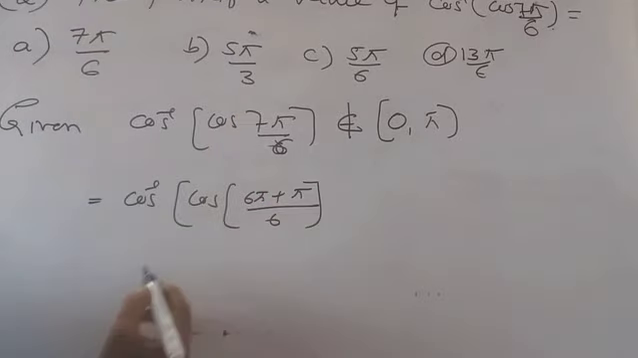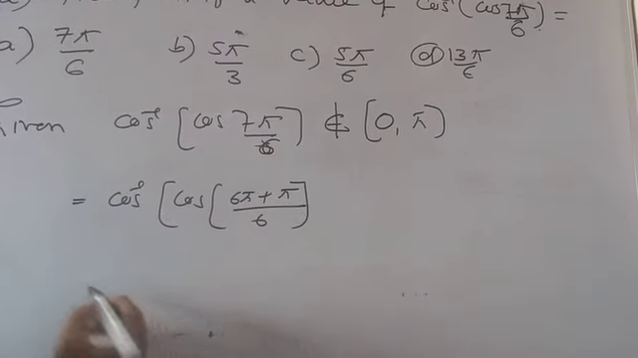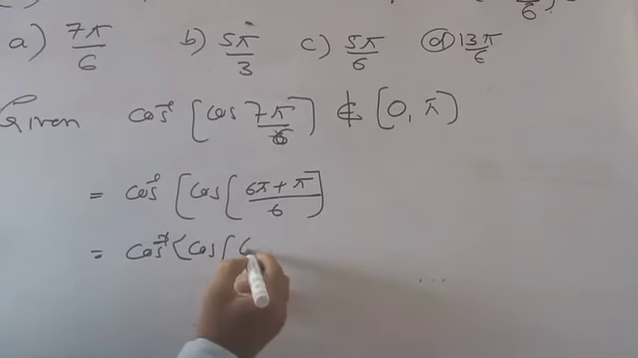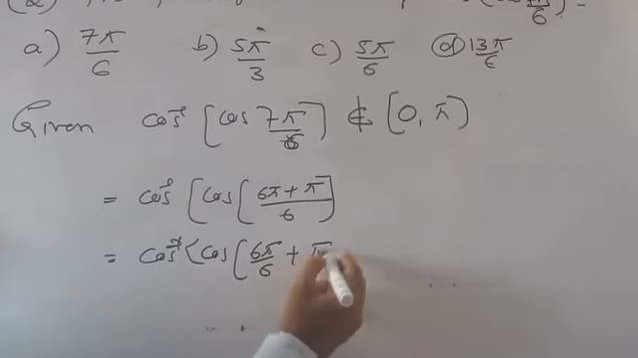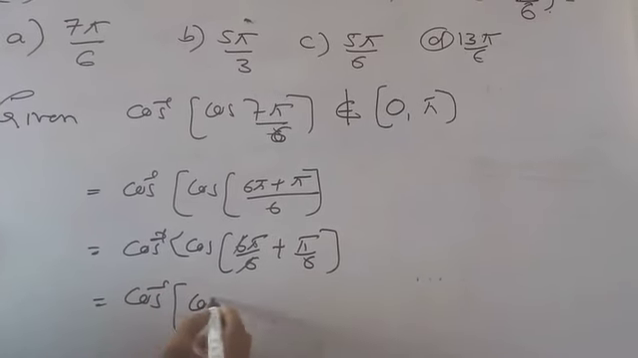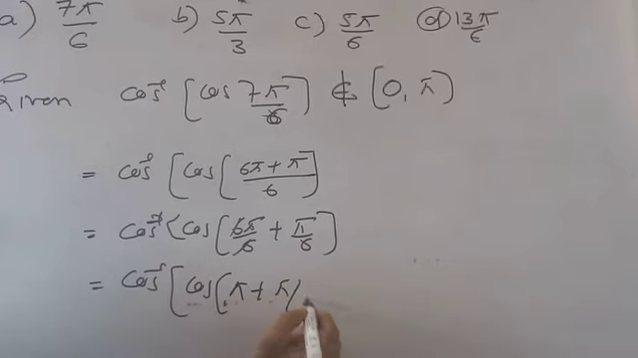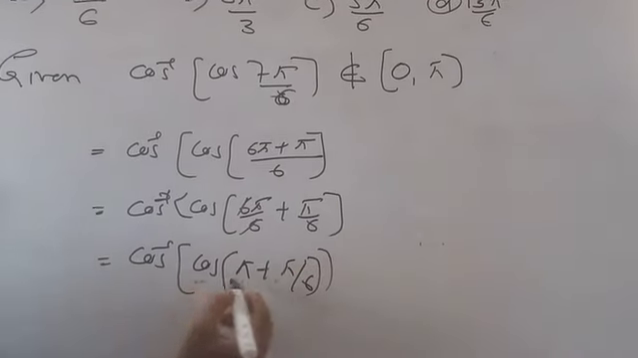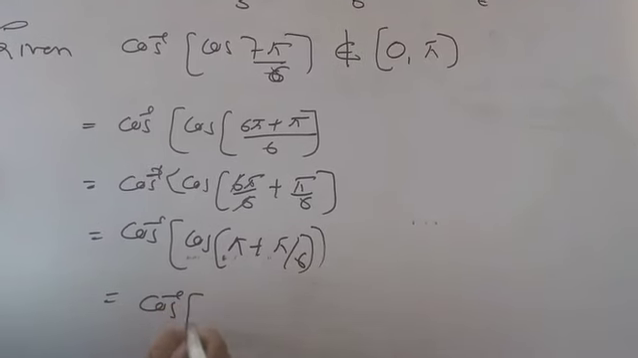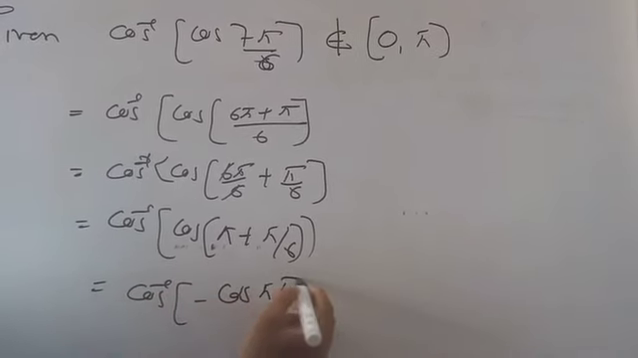6 pi plus pi is 7 pi, divided by 6. Therefore, cos inverse of 6 pi by 6 plus pi by 6. 6 and 6 cancel, so it is cos inverse of pi plus pi by 6. But cos of pi plus pi by 6 is in the third quadrant. So this becomes cos inverse of minus cos pi by 6.